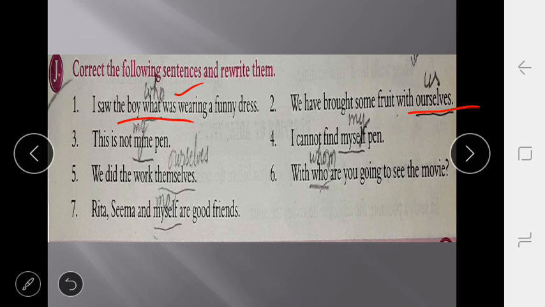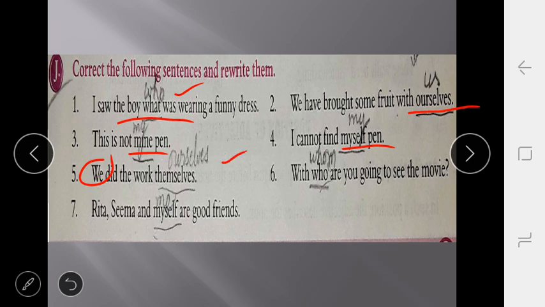In the third sentence, this is not mine pen. Mine is the wrong word. There should be this is not my pen. Fourth sentence, I cannot find myself pen. Myself is again a wrong option. There should be my. Fifth sentence, we did the work themselves. If we have they in the place of we, then themselves is the right option, but we have we, and with we use ourselves.